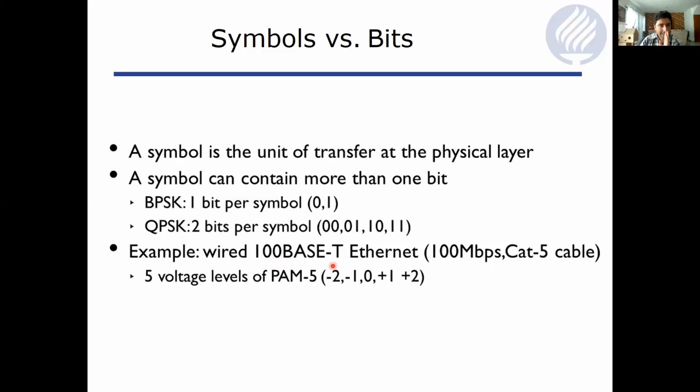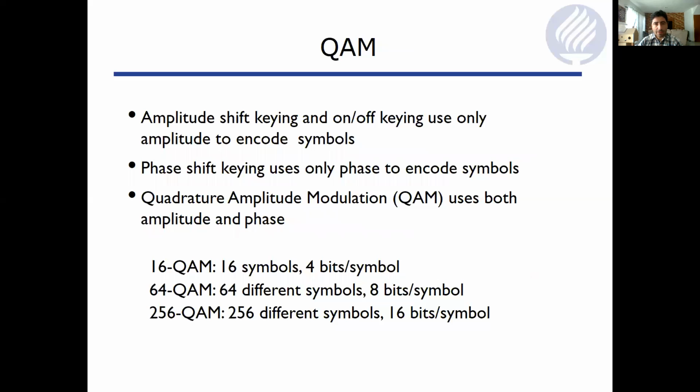So for 100BASE-T Ethernet, which we use basically for 100 megabits per second in Ethernet using Cat5 cable, we have 5 different voltage levels for PAM5: -2, -1, 0, +1, and +2. So basically, it's slightly more than 2 bits per symbol. Talking about that, now finally we can talk about amplitude.